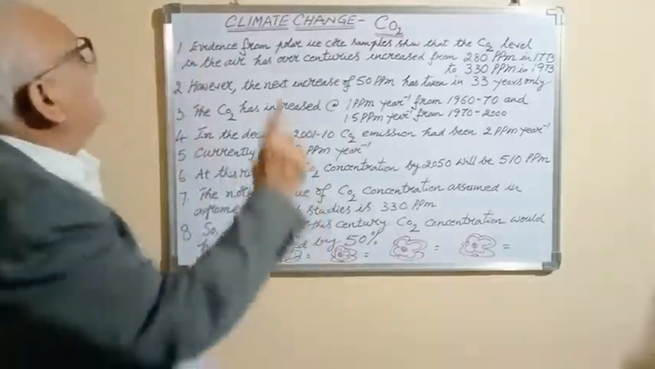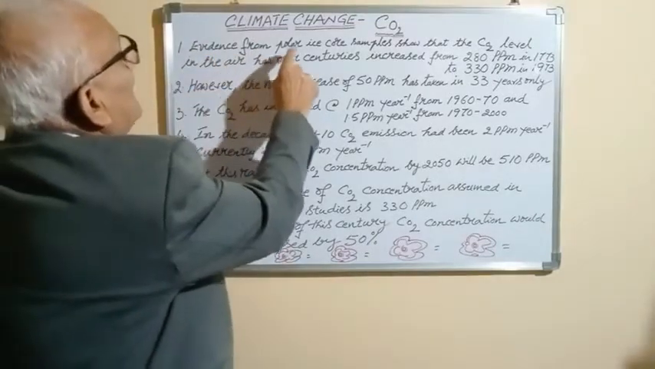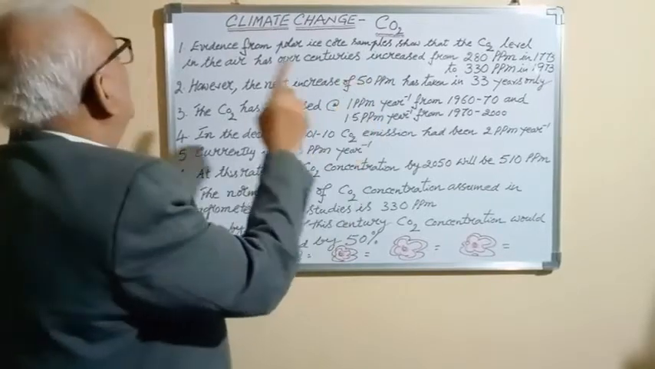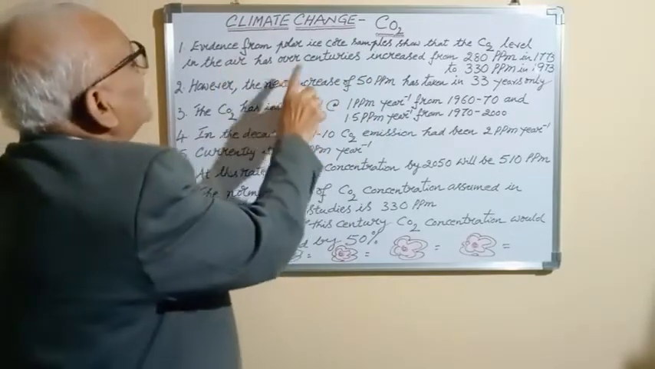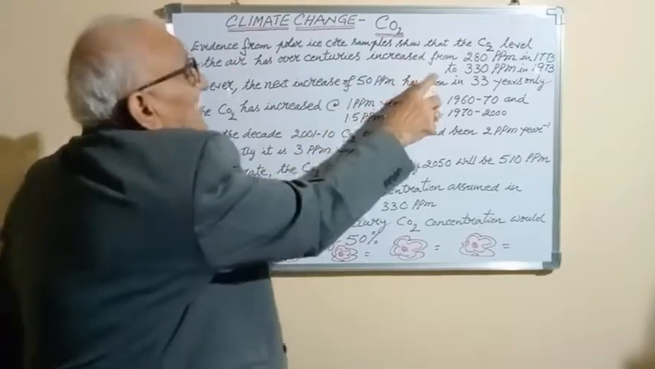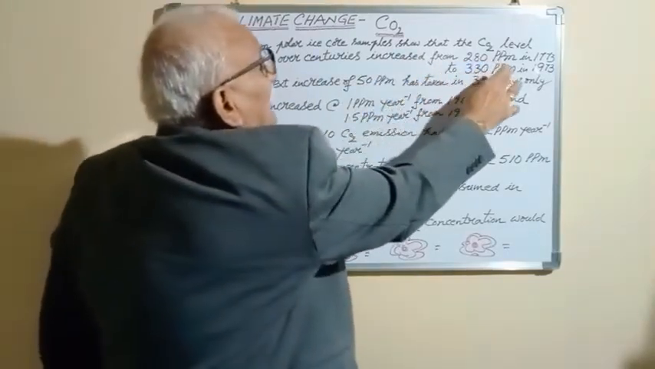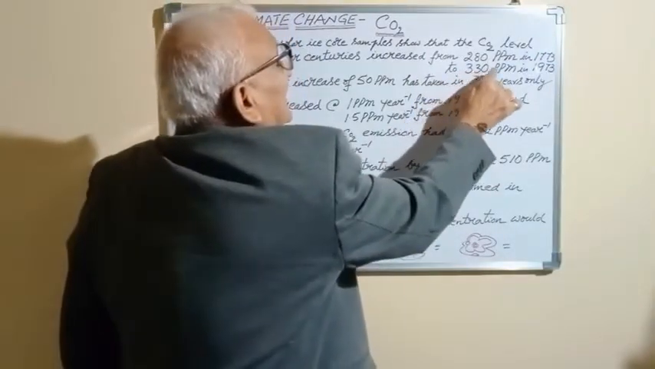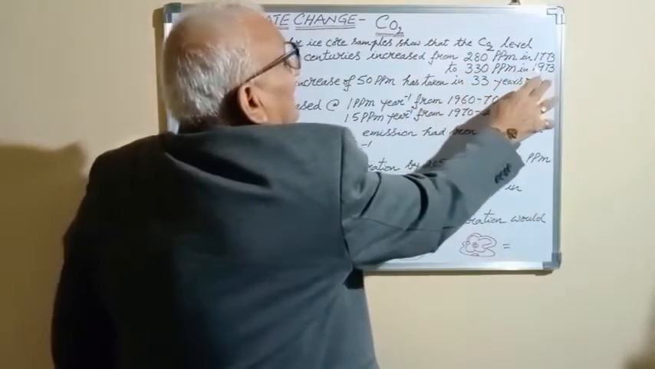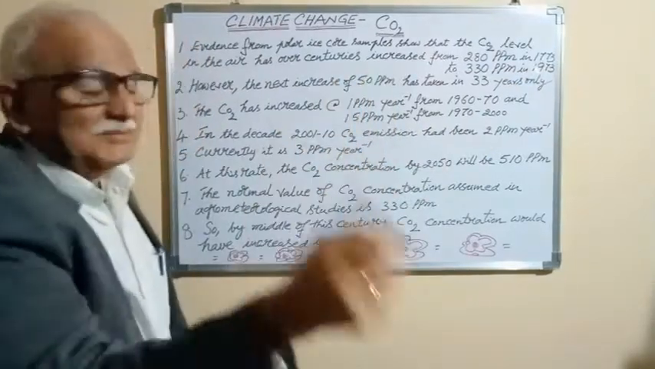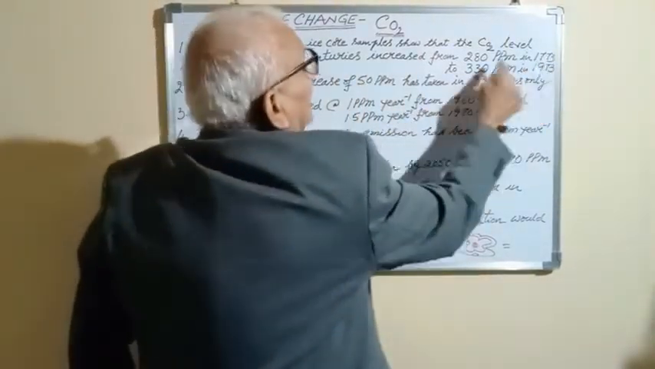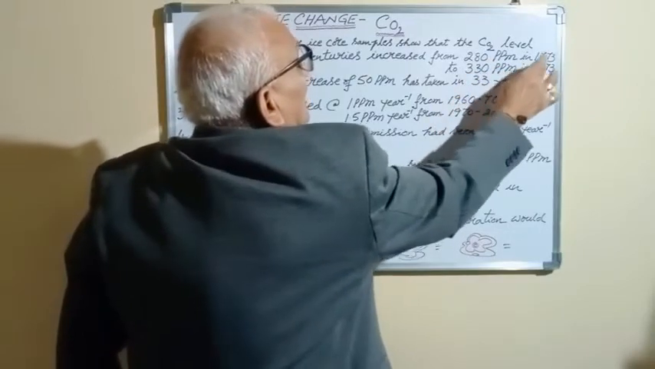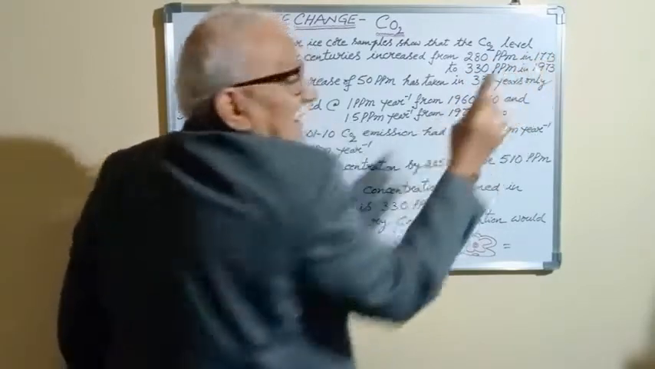Now, the first point is evidence from polar ice core samples show that the CO2 level in the air has over centuries increased from 280 ppm in 1773 to 330 ppm in 1973. That means in 200 years there is only an increase of 50 ppm, 1773 to 1973.